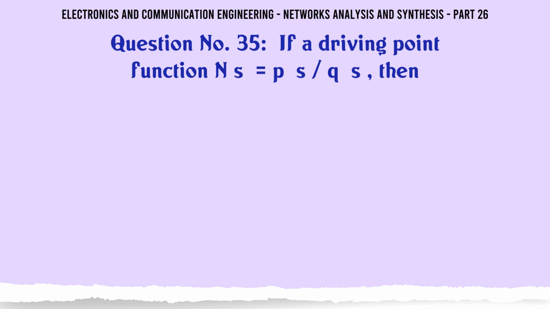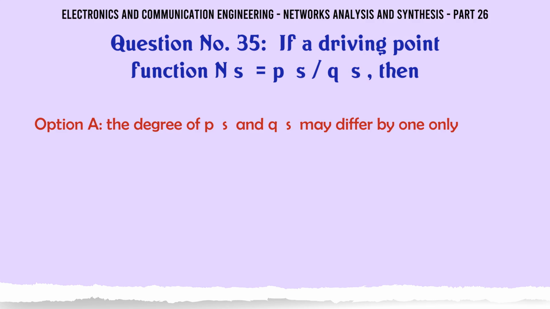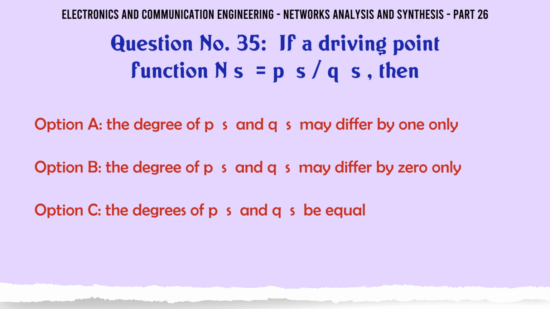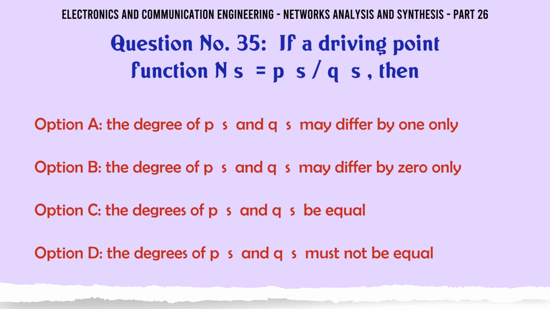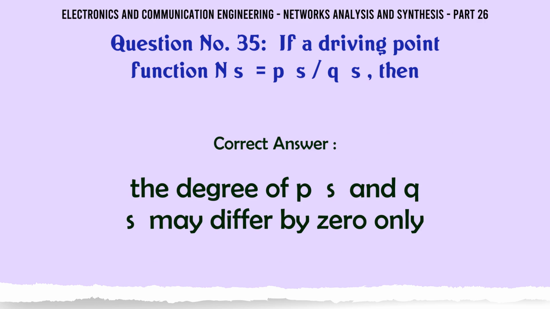If a driving point function is N(s) = P(s)/Q(s), then A. The degrees of P(s) and Q(s) may differ by 1 only. B. The degrees of P(s) and Q(s) may differ by 0 only. C. The degrees of P(s) and Q(s) may be equal. D. The degrees of P(s) and Q(s) must not be equal. The correct answer is the degrees of P(s) and Q(s) may differ by 0 only.